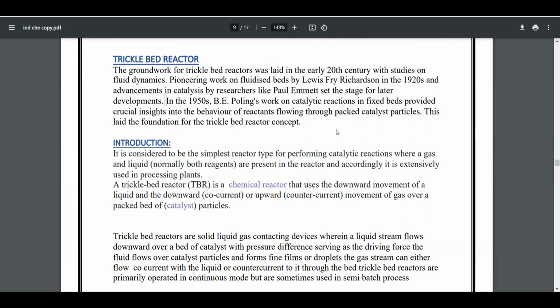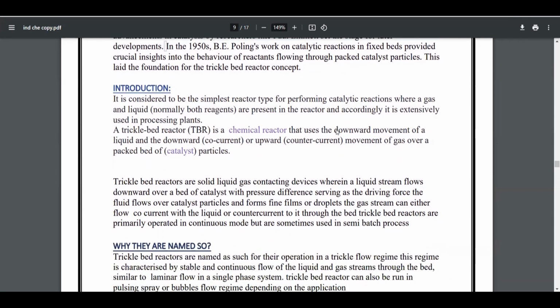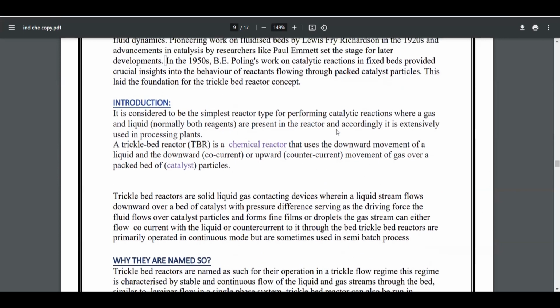Talking about its introduction, it is considered to be the simplest reactor type for performing catalytic reactions, where a gas and a liquid are the two reactants, and the reactants are fed into the reactor, and further the reaction proceeds. In the trickle bed reactor, the liquid moves downward over the catalyst surface, and the gas moves in a countercurrent motion. So trickle bed reactors are solid-liquid-gas contacting devices wherein a liquid stream flows downward over a bed of catalyst with a pressure difference which serves as a driving force.